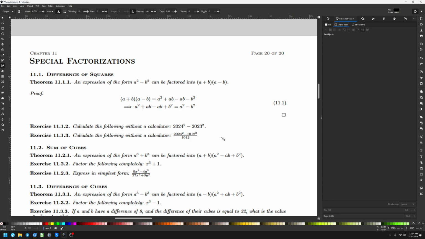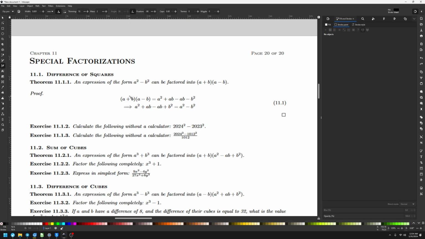Okay, in this video, we're going to be covering special factorizations. Special factorizations include the difference of squares, the sum of cubes, and the difference of cubes. So for difference of squares, an expression of the form a squared minus b squared can be factored into a plus b times a minus b.